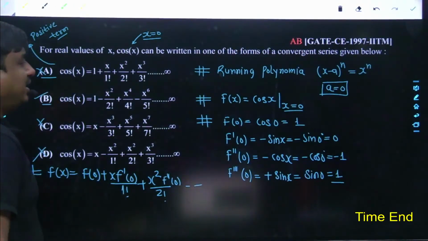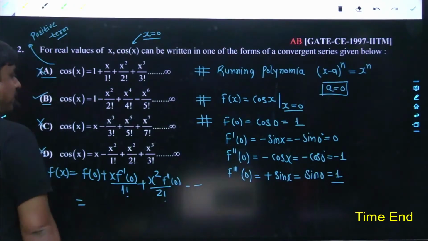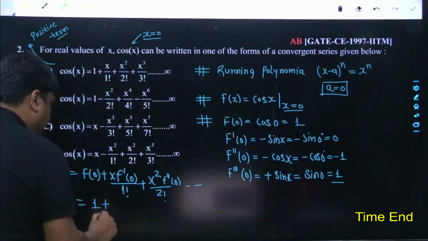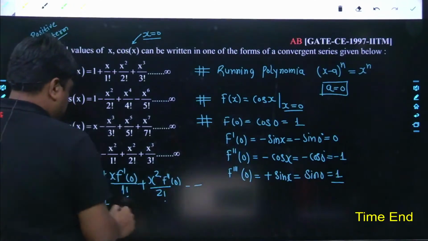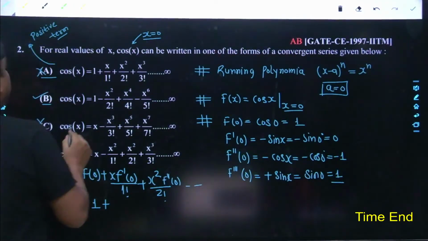So I think it's the right time to feed in the data as well. So let me start feeding the data over here. f of 0 is already known, and that is 1. Obviously, sir, it has to be 1. f dash 0 is 0, so this part is discarded, and here comes the double derivative, and that is minus 1.